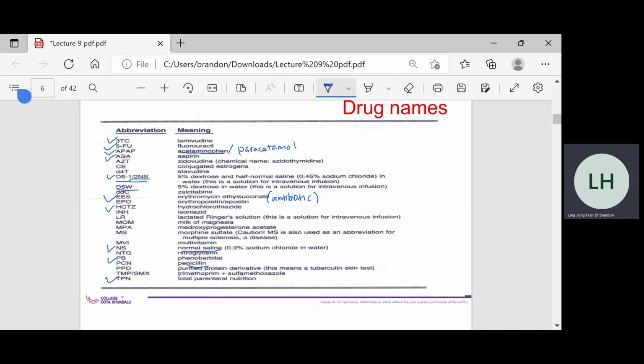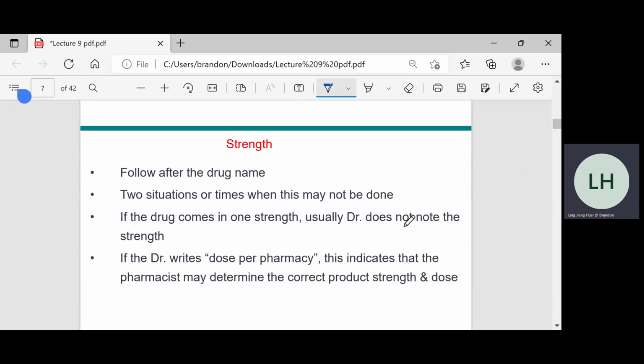TPN stands for total parenteral nutrition. Total parenteral nutrition ini digunakan untuk pasien yang dalam keadaan koma ataupun post operation where they need to take in the infusion bag of nutrients menerusi TPN. Just to illustrate for you all, this slide is actually not so important for your exam ataupun kamu punya test, so you don't really need to hafal, okay, untuk slide ini. Okay, we move on to the next slide.